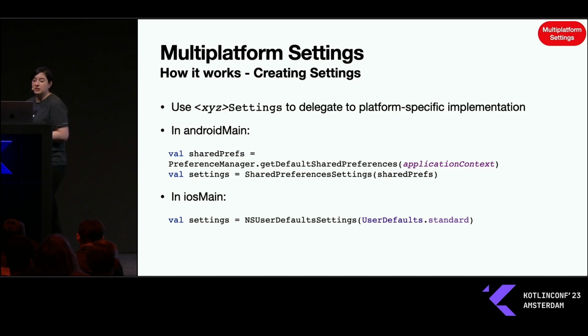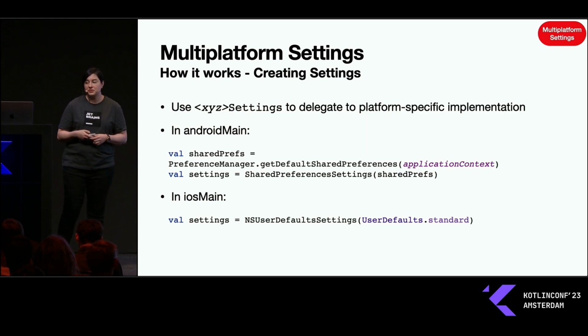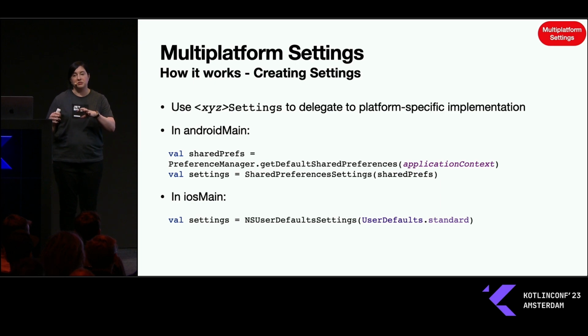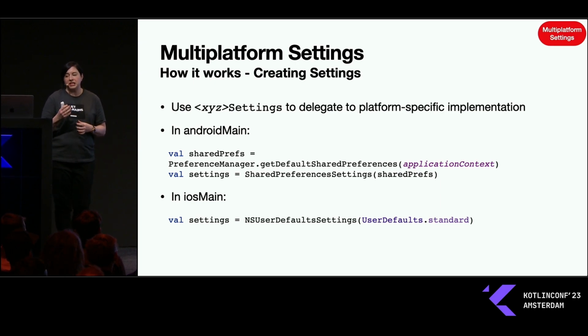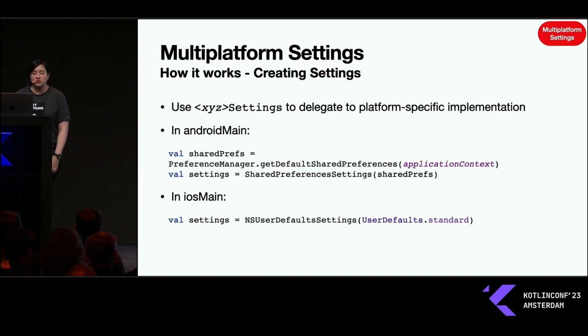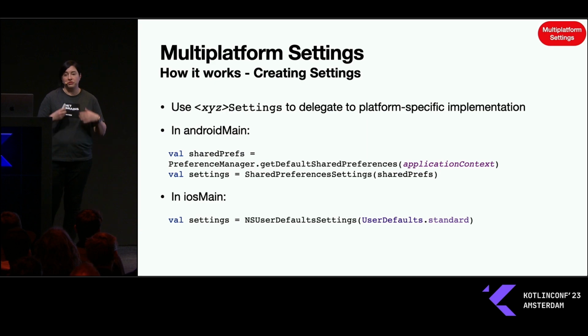The key interface for multiplatform settings is called Settings, which you code to for getting and setting your key value pairs in storage. The typical way that you're going to get your settings is by wrapping it in a class from the library, and that class will delegate to a platform-specific implementation. You then provide it to your shared code via dependency injection, and what a coincidence, we're going to be looking at dependency injection later.